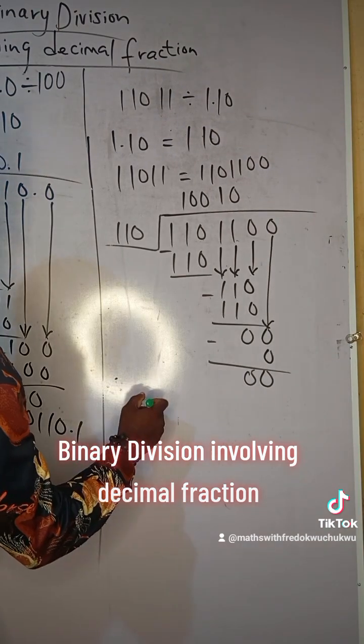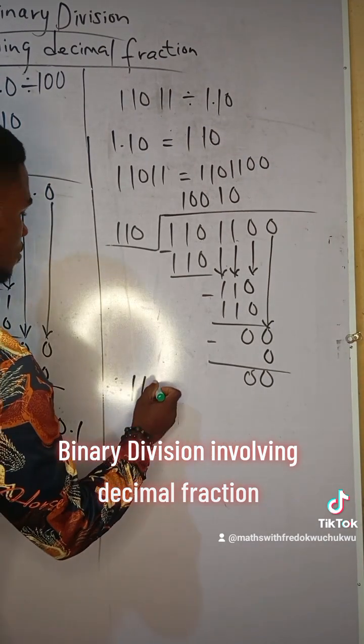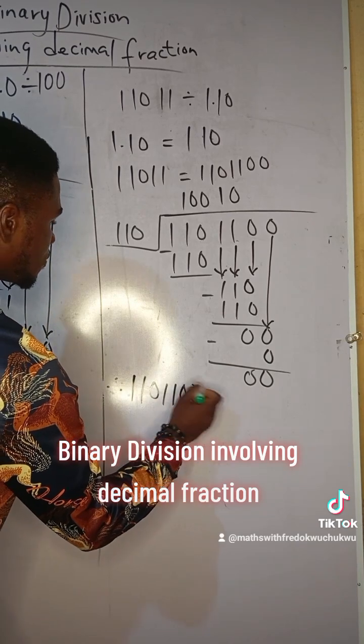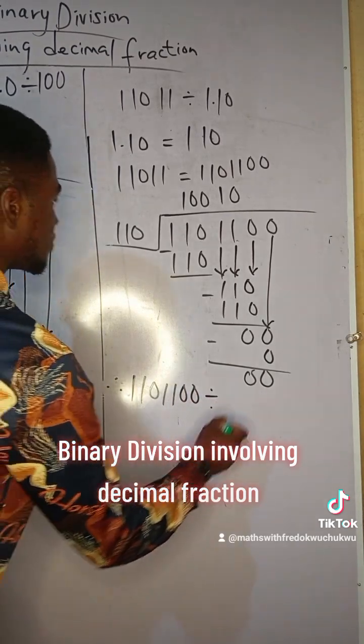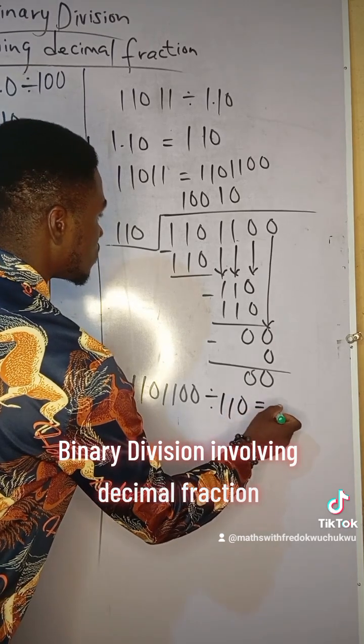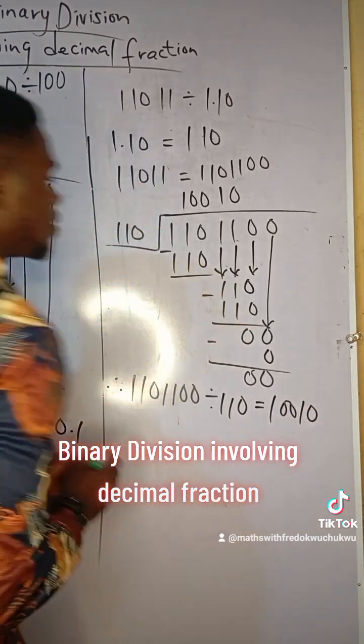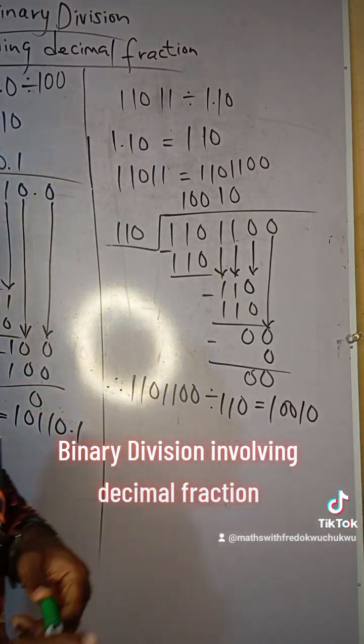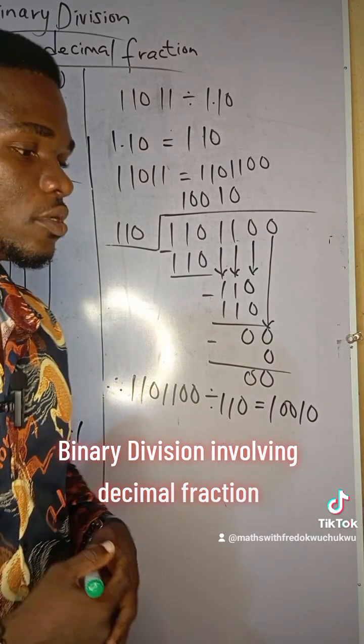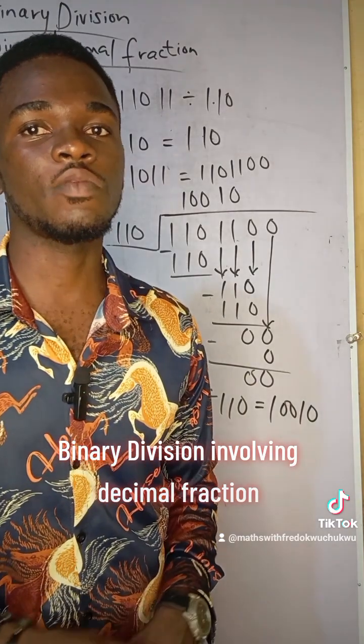And say therefore 1101100 divided by 110 is equal to 10010. Okay guys, that's for the division of binary numbers involving decimal fractions.